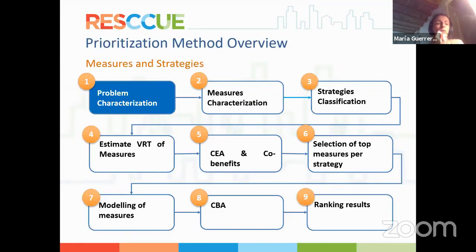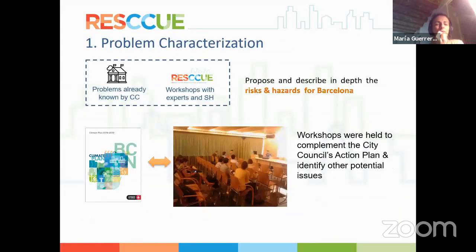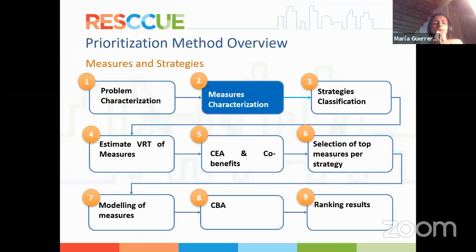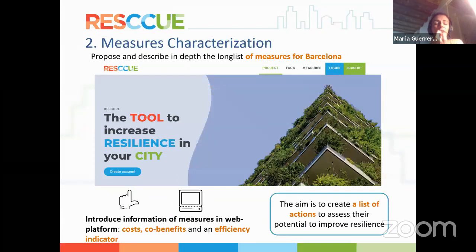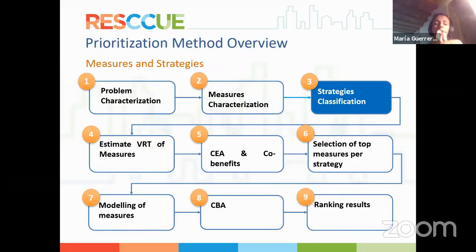So first, we did the problem characterization to address the most relevant issues related to climate change. So we met with the city council representatives, experts from every field, and took all available resources to define the most prominent risks and hazards affecting our city. Then we defined all available measures to address those problems identified in a platform developed for this purpose. The result was a broad list of existing measures to start exploring their potential impact in our city in Barcelona.